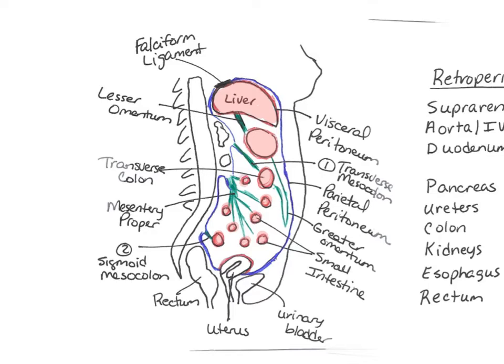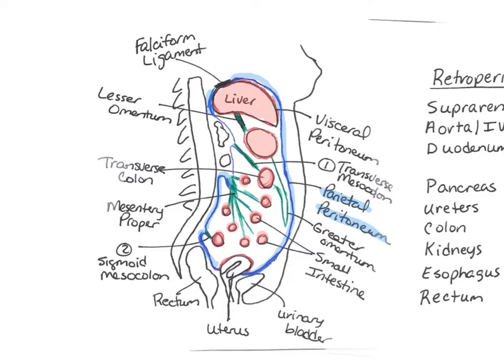All of those organs are inside the parietal peritoneum. The parietal peritoneum is this blue line that you can see all the way around. I'm going to do it a little thicker here. So this is the parietal peritoneum going all the way around, right? It stays on the outside of the cavity. It doesn't go inside at all, right? So that is your parietal peritoneum.